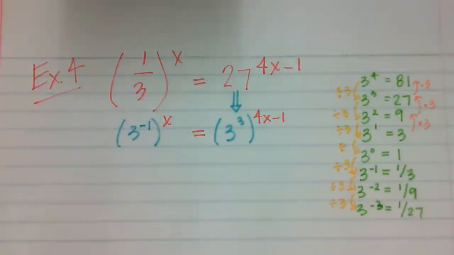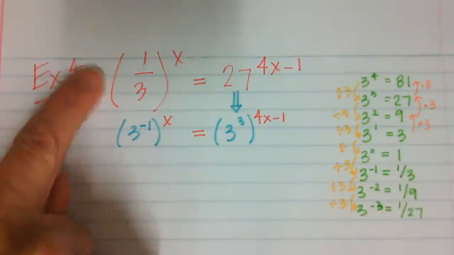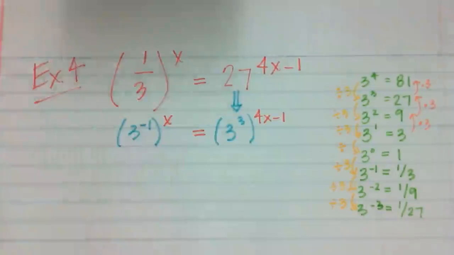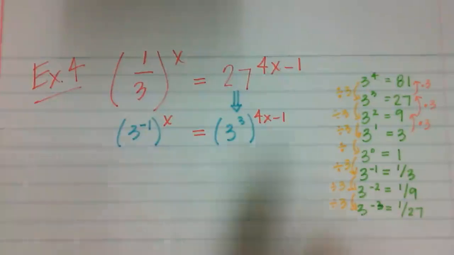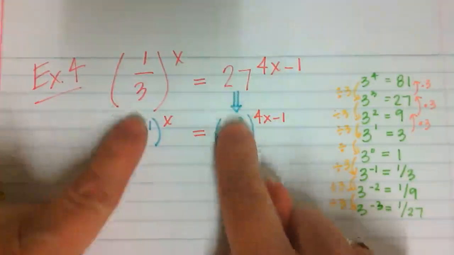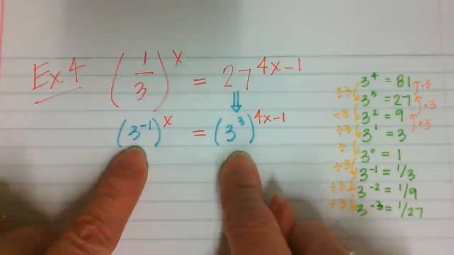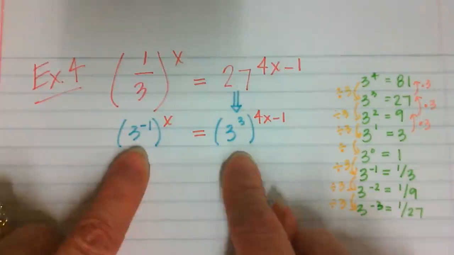So a lot of times students will say, oh, let's multiply this side by 3. Well, if you do that over here, you have to do that over here. That's changing the problem. We're not changing the problem. We're just rewriting the base number with something that's equal.